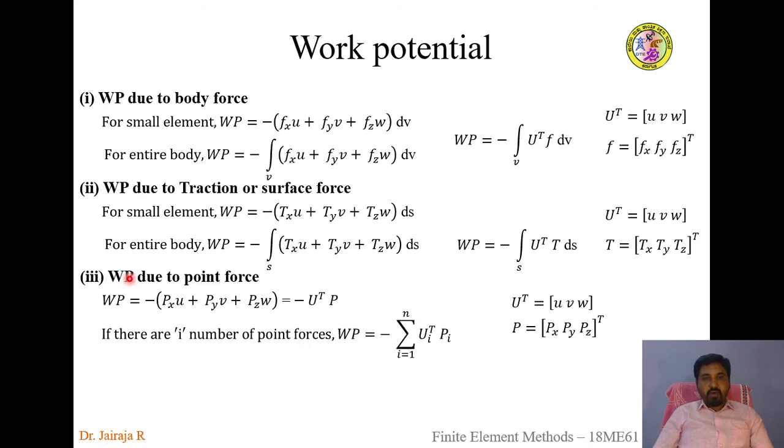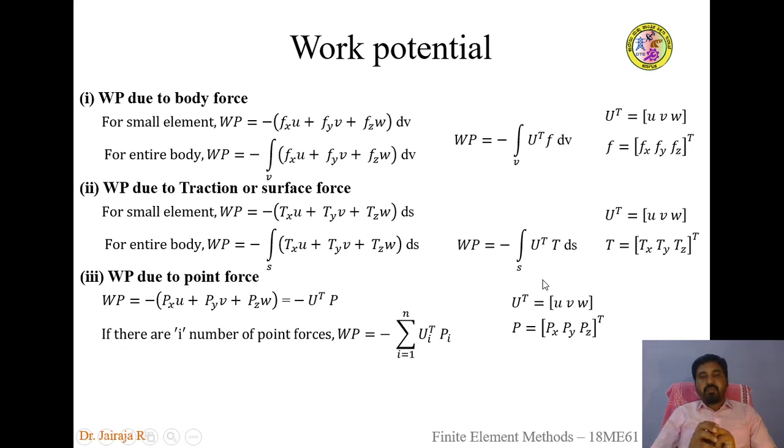Then the third one, due to point forces. Work potential due to point forces can be calculated as minus Px u plus Py v plus Pz w. If there are a high number of forces, then work potential can be represented as minus summation i equal to 1 to n of ui transpose Pi. P is the point force along x, y, z direction, and u, v, w are the displacements along the three directions.